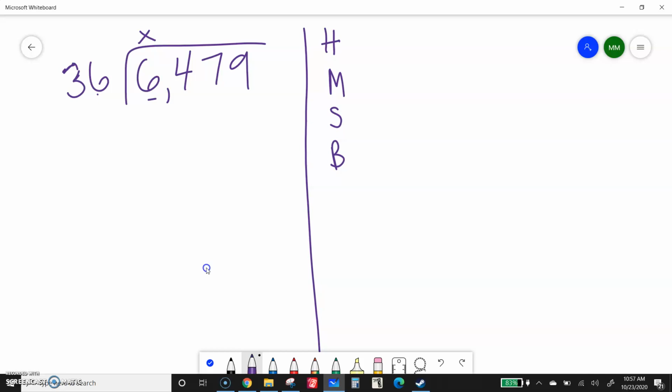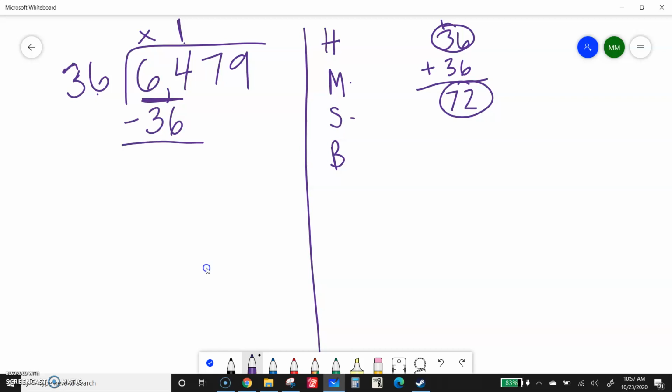How many times does 36 go into 64? Well, I can write my multiples of 36. That can help. 6 plus 6 is 12. That is 72. So that's my first one, that's my second one. Ooh, 72 is too big, so I know it only goes in one time. Multiply. 1 times 36 is 36. Subtract 64 minus 36. 4 minus 6 I can't do, so I need to borrow. 14 minus 6 is 8. 5 minus 3 is 2. Bring down my next digit, the 7.